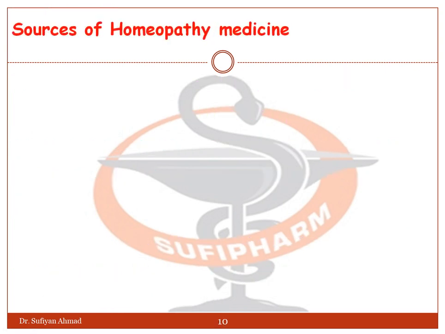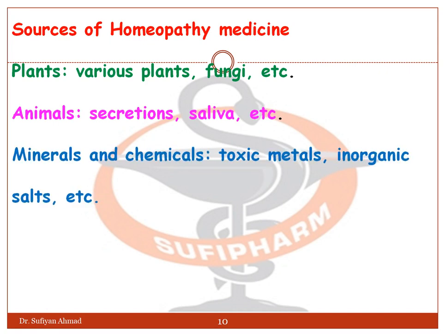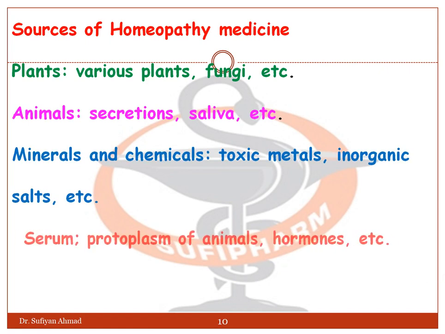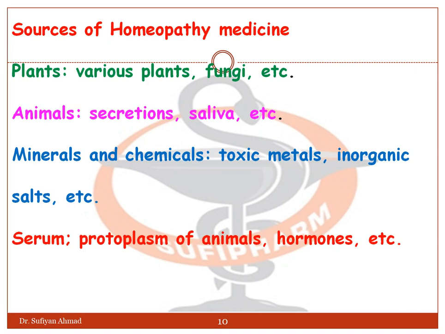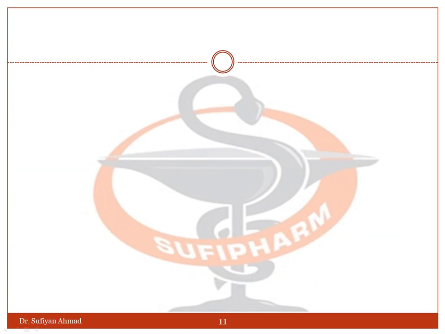The sources of homeopathic medicine are plants, the various plants, fungi, etc., and animal sources, in which the secretions, saliva, etc. are used, and next are minerals and chemical sources, the toxic metals, inorganic salts, etc., the serum, protoplasm of animal hormones, etc., and vaccines, that is the bacterial and viral products, etc.